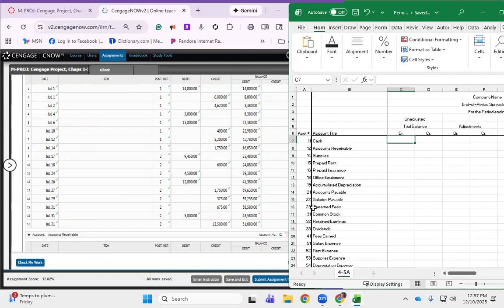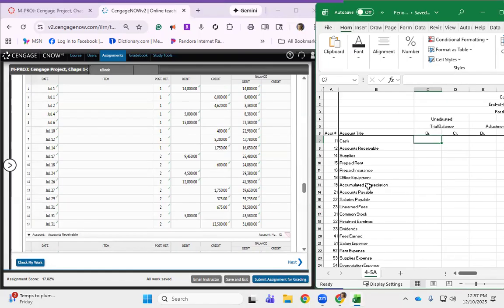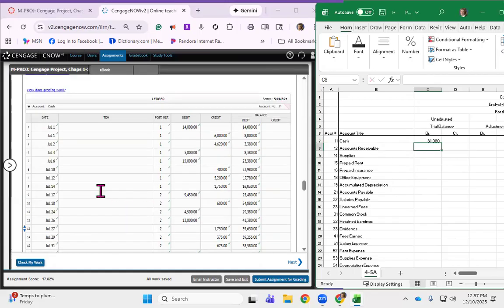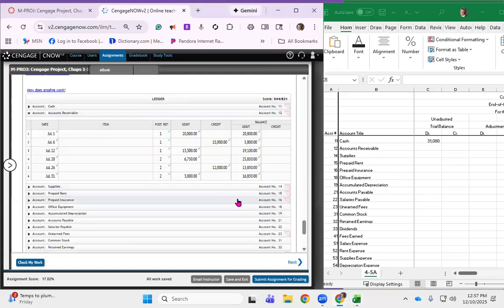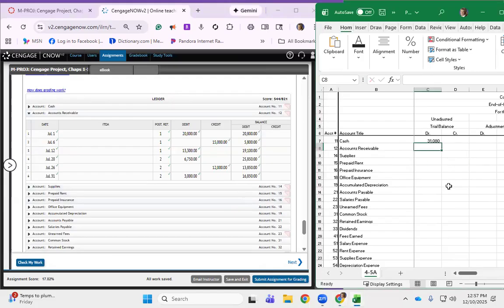Here's what you have to be careful about. We are going to key in. I don't like doing this, but we're going to do it. All right, 31,080 is my cash balance. Okay, when I am finished with a ledger, I'm going to close it. I'm just going to open each one because I don't want to get confused with the totals and where they go. So now my accounts receivable has 16,850. Close it.